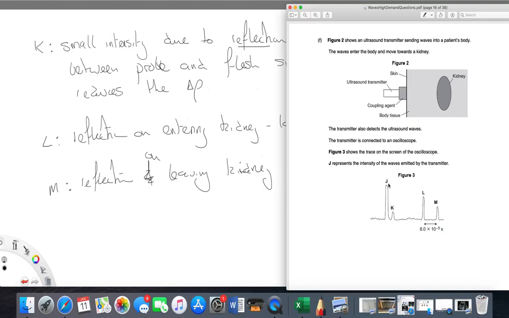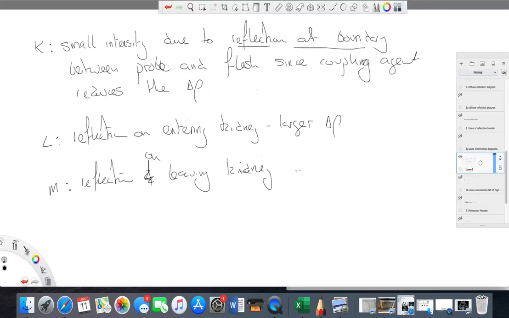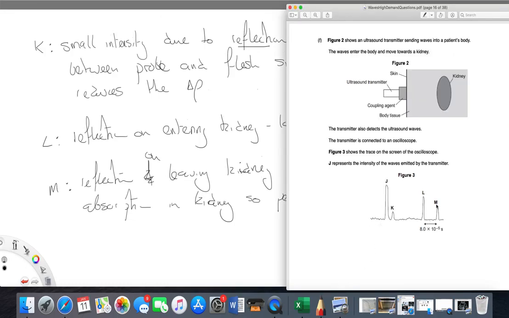Remember, this is all the energy that's being put in. Some gets reflected here, some gets reflected here, some gets reflected here. So M, you're going to have absorption in the kidney, absorption of the ultrasound in the kidney is what I mean. So the peak is smaller. Okay, so that explains K, L and M.